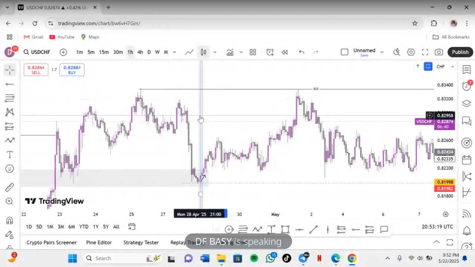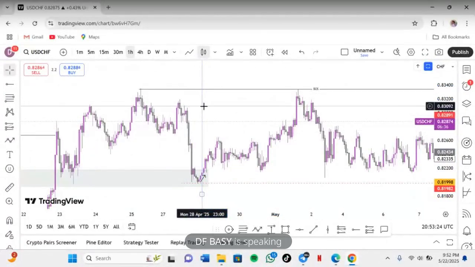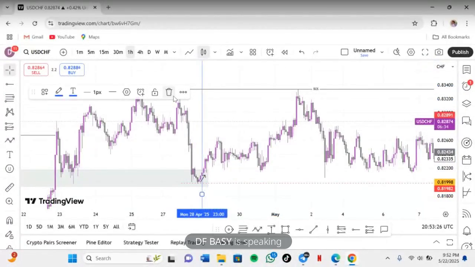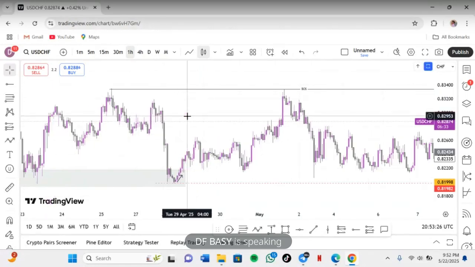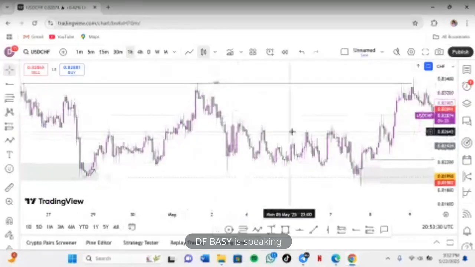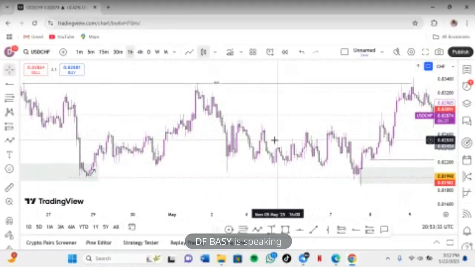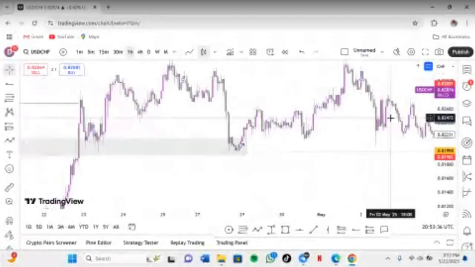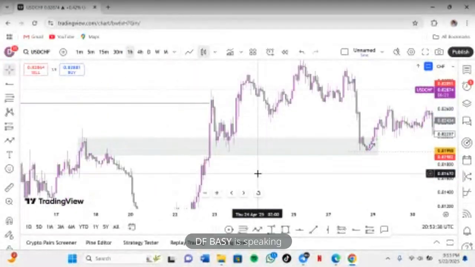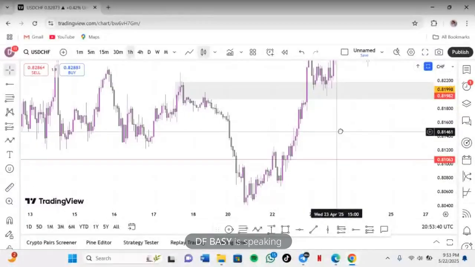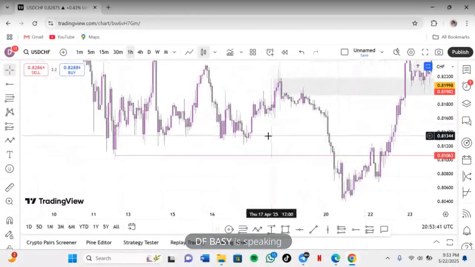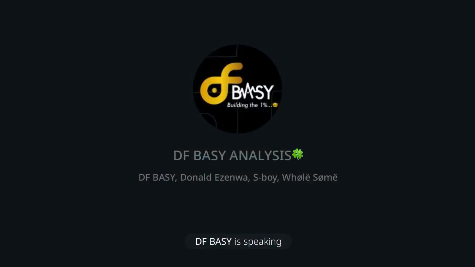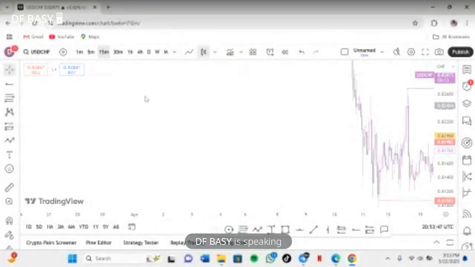Let me try and see if I can spot another one. I rarely use it, but it mostly appears in crypto also, if you're trading crypto, but I don't. I'm looking for another three white soldiers. Go to the 15 minutes time frame.